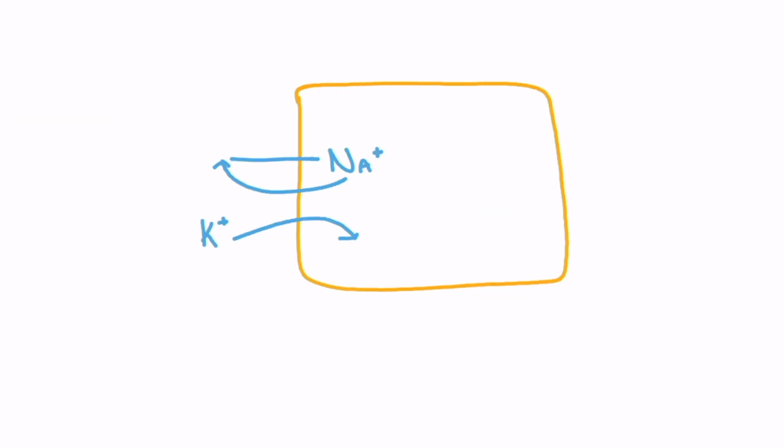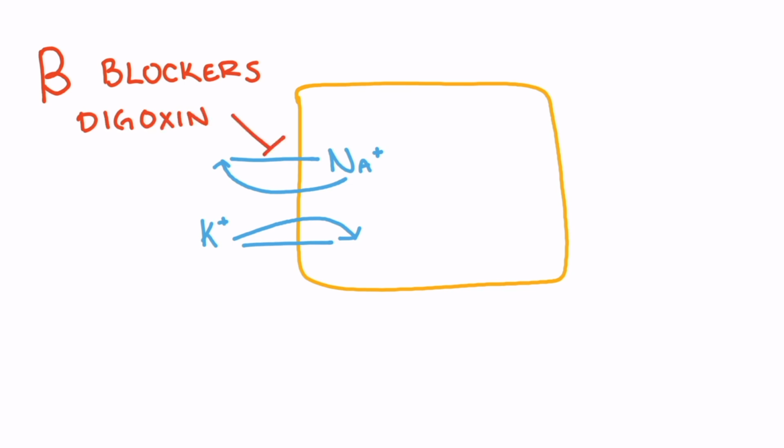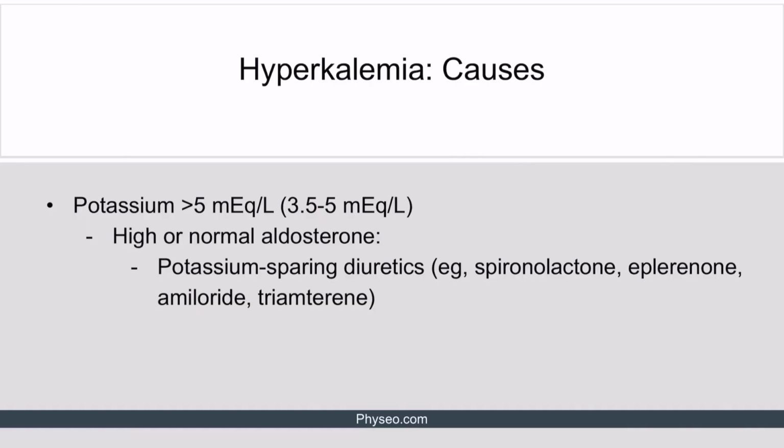Let's illustrate how beta blockers and digoxin cause hyperkalemia. Both of these drugs block sodium-potassium ATPase. Therefore, potassium is retained in the blood, causing hyperkalemia. Let's now talk about the causes of hyperkalemia that are associated with high or normal aldosterone. Potassium-sparing diuretics like spironolactone, eplerenone, amiloride, and triamterene blunt the effect of aldosterone on the principal cells of the collecting tubule. Therefore, potassium can no longer be secreted from the collecting tubule, resulting in hyperkalemia.